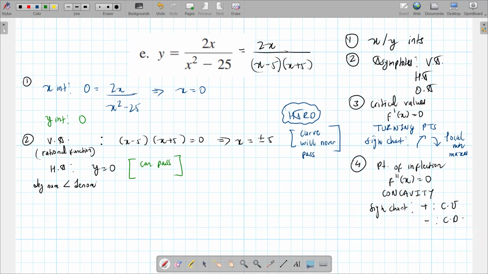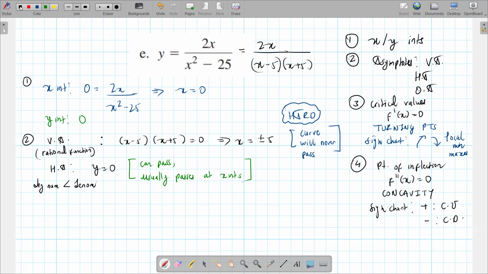And usually this will pass, and then I'll just write this down as well. Usually it'll pass at the intercepts. Usually passes at x-intercepts. Like that. So that's done.